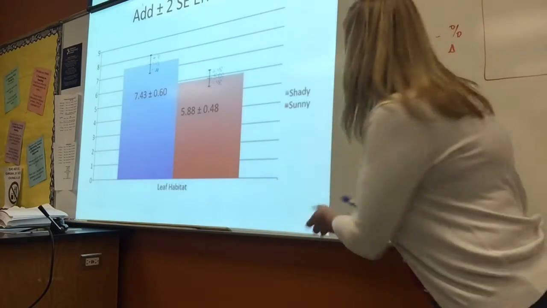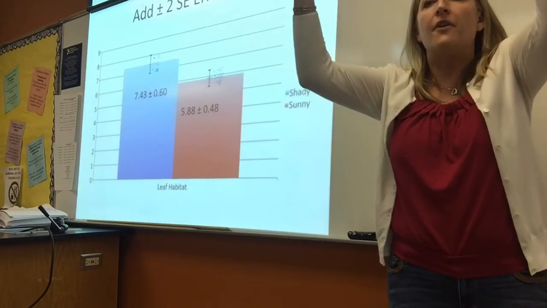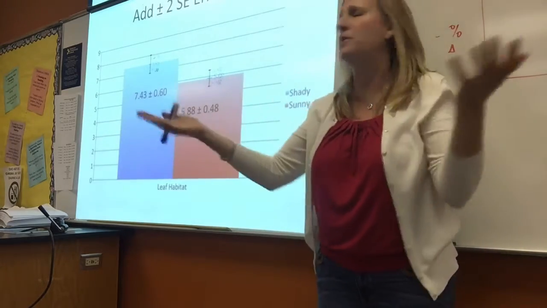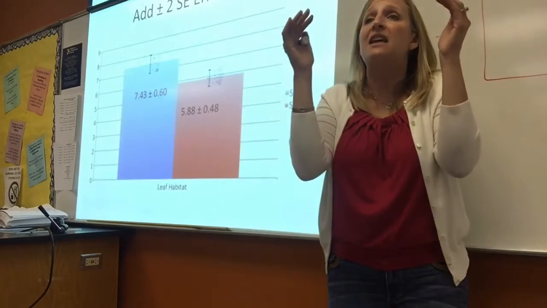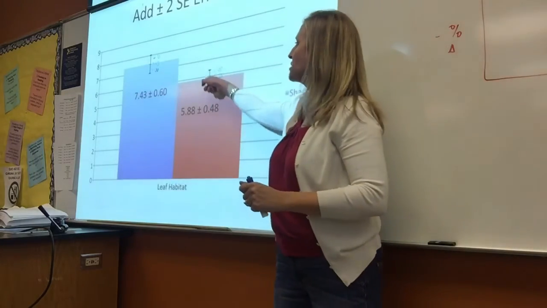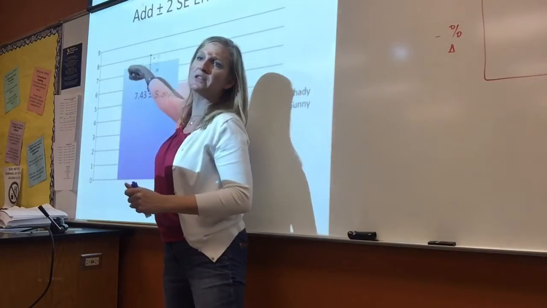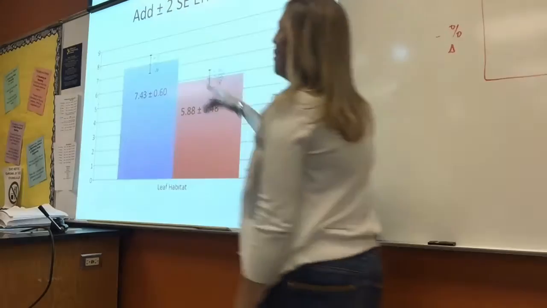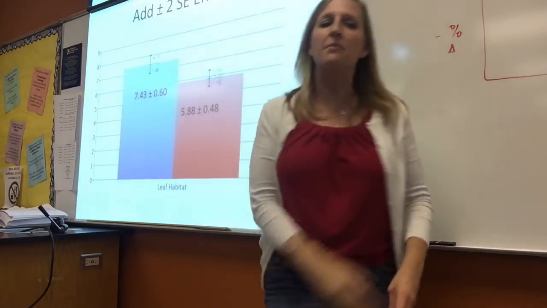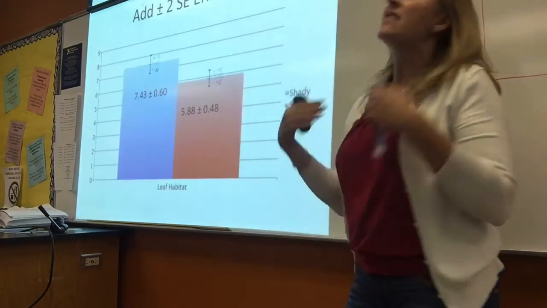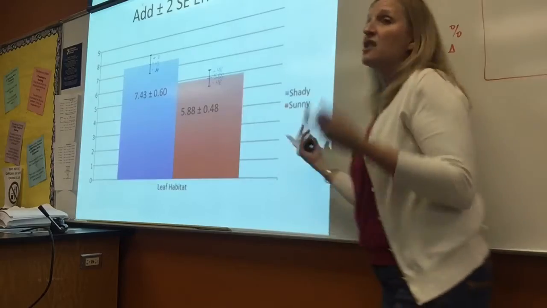Now, remember, the overall question is, are these two individual groups, the shady and the sunny, significantly different statistically from each other? How you tell that is if there's any overlap between the ranges. Do these ranges overlap at all? Can a mean from this population ever fall within the range of the other population? According to this, do they overlap? They do not overlap. And so what that tells me is that there is a significant difference between the means of these two populations. That means there's something else going on that could cause that. So what could that be?